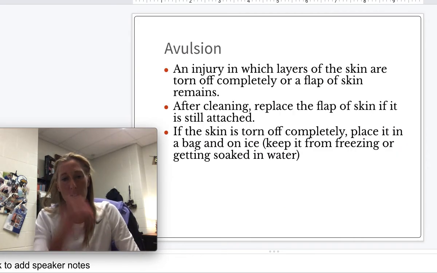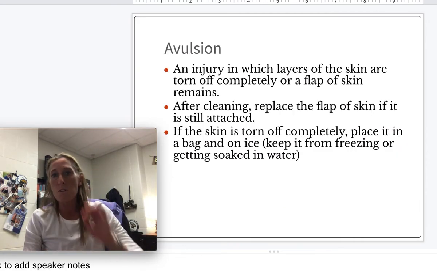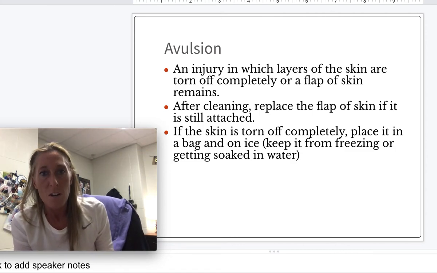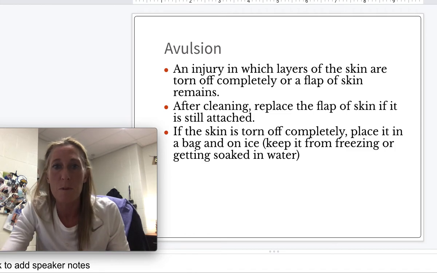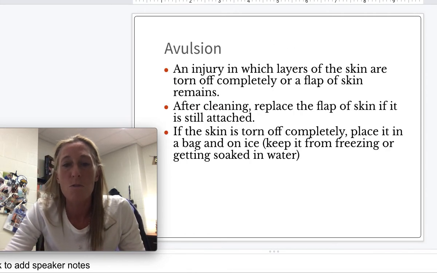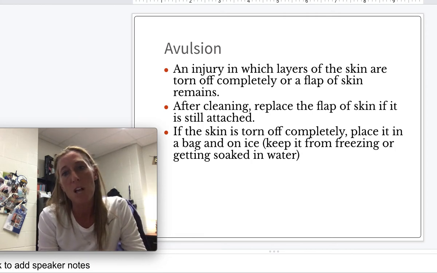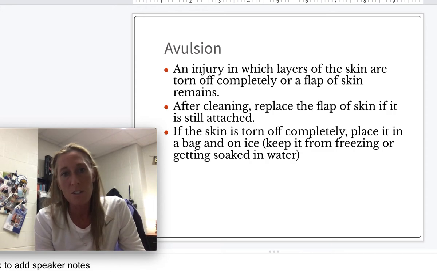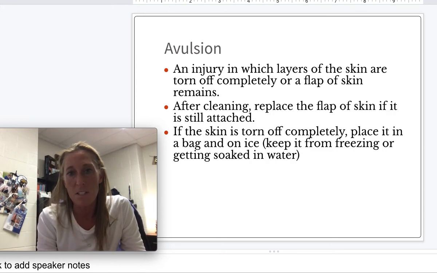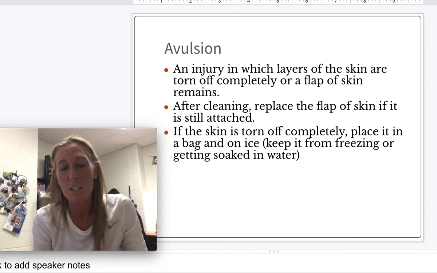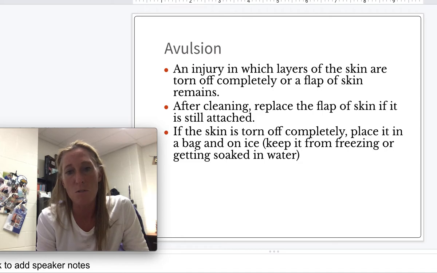An avulsion. An avulsion is an injury in which layers of the skin are torn off completely or a flap of skin remains. I think I have a picture of that. You can see the flap of tissue here. Those are avulsions. After cleaning it, replace the flap of skin. We want to keep that intact because that can prevent bacteria getting into and getting infected in that wound. It will probably die and fall off at some point, but as long as we can keep it on, we want to leave it there. Don't rip it off.